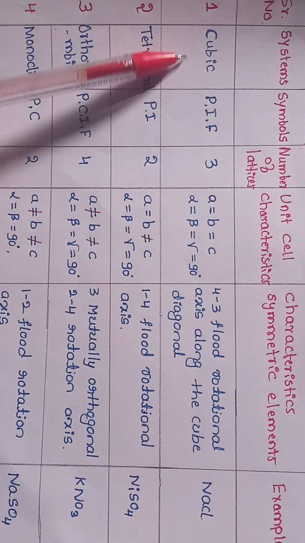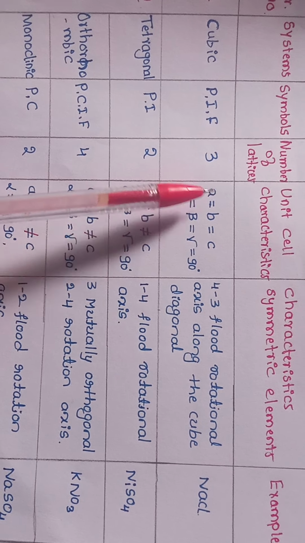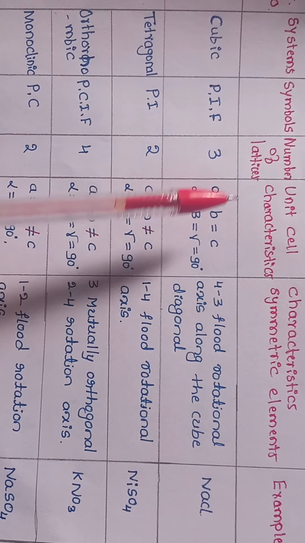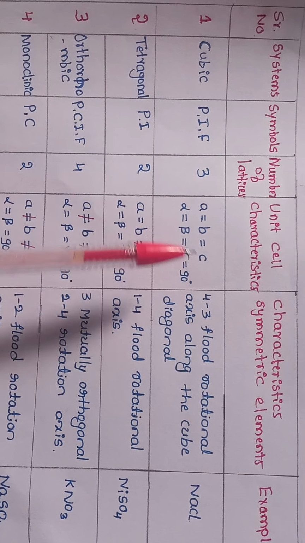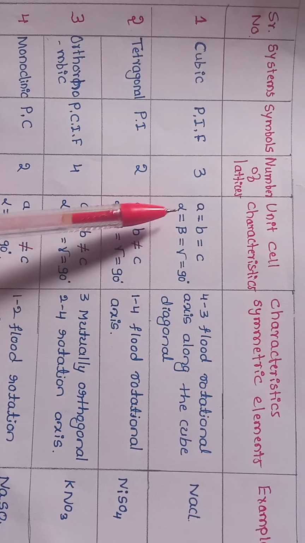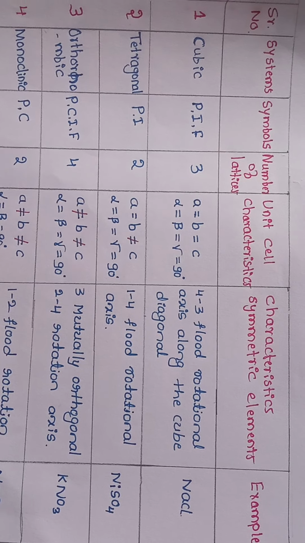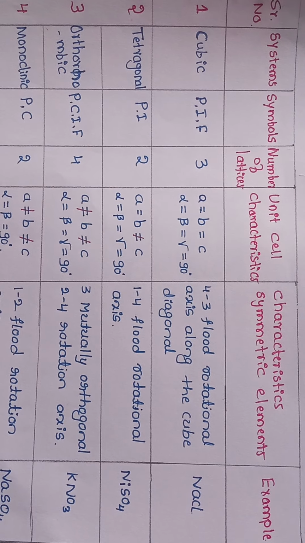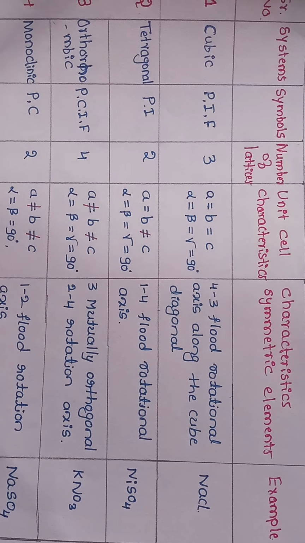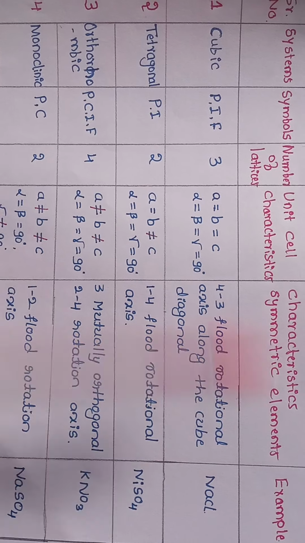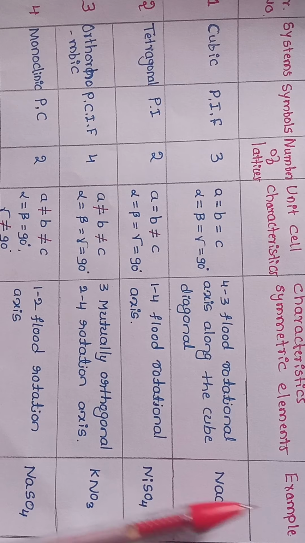Okay, in the cubic system, see here the axis length: A equal to B equal to C. The angles are also the same. All three angles are 90 degrees. Then what are the characteristic symmetry elements of the cubic system? That is four 3-fold rotation axes along the cube diagonals. Then what is the example for the cubic system? That is NaCl. Later you have to discuss this NaCl.